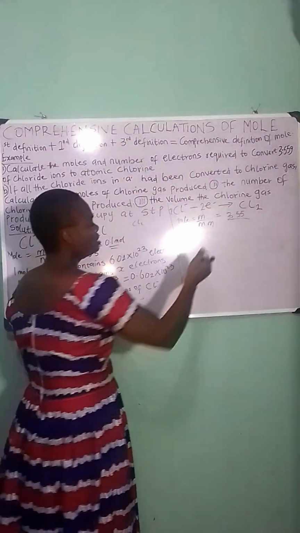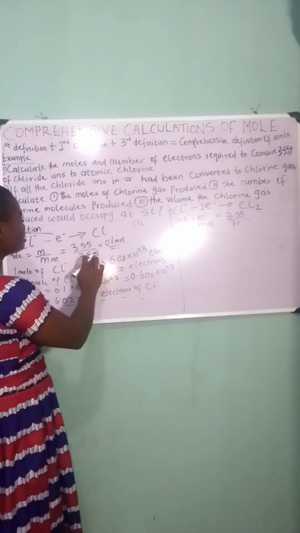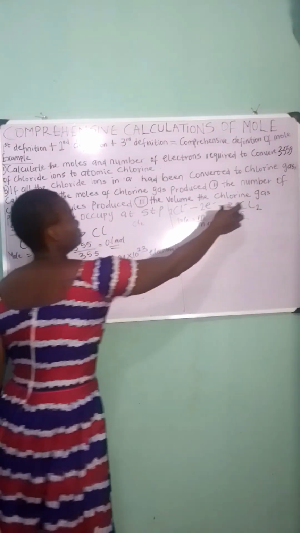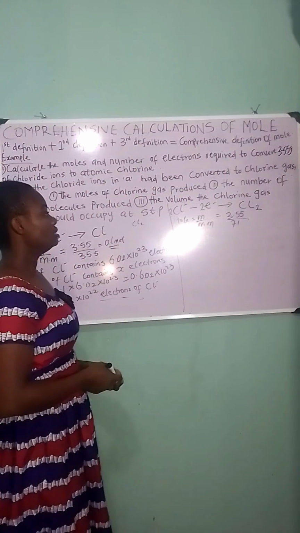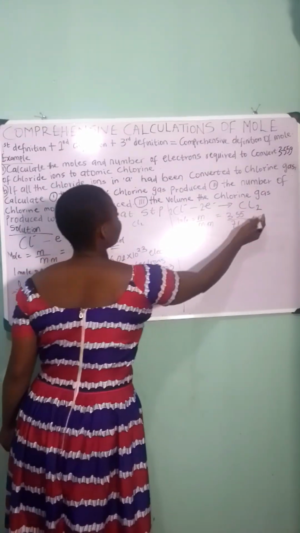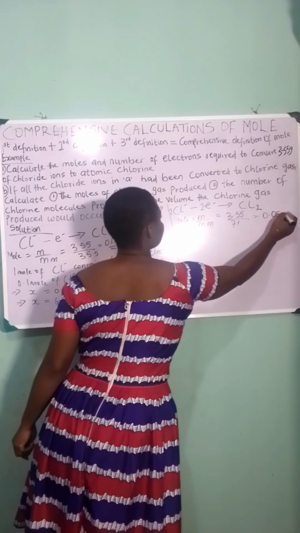Are you with me? Good. This is 71. Why is it 71? 35.5 times 2 gives you 71. Are you with me? Good. Now when you divide through, you will have 0.05 moles.